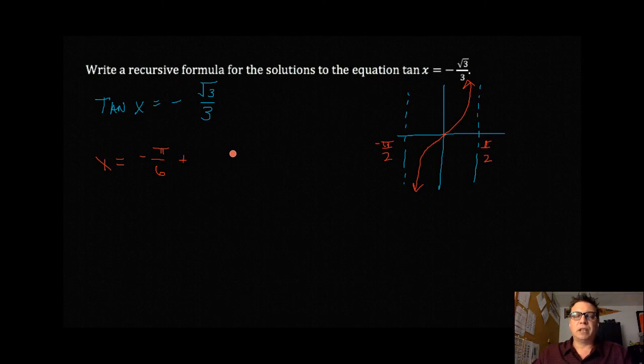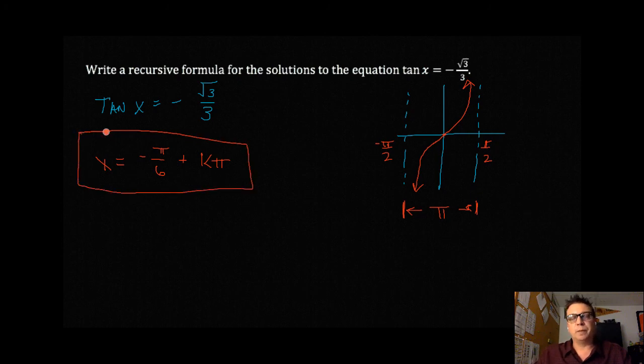Now this is different than sine and cosine. The reason is that my period, remember, is only pi from here to here. So I don't have to say plus 2k pi, I just have to say plus k pi. I don't have to worry about the front half of a curve or the back half of the curve because this just keeps repeating itself over and over again. So when you deal with tangent, you're just going to have one recursive formula as opposed to two.